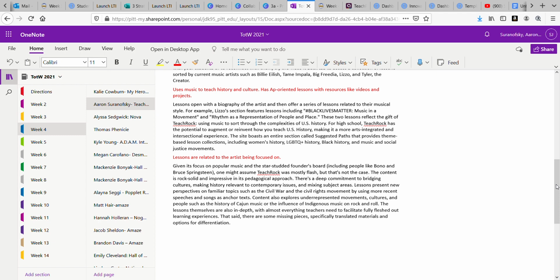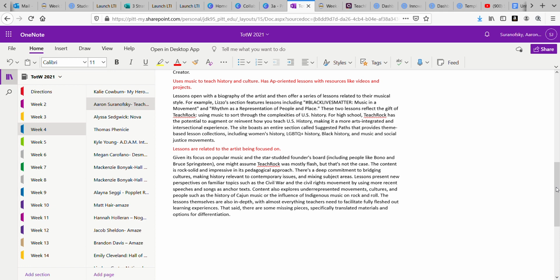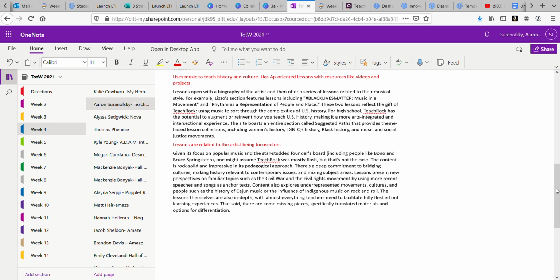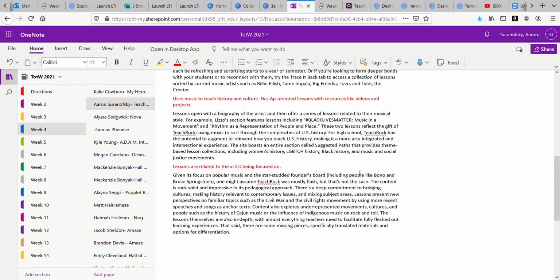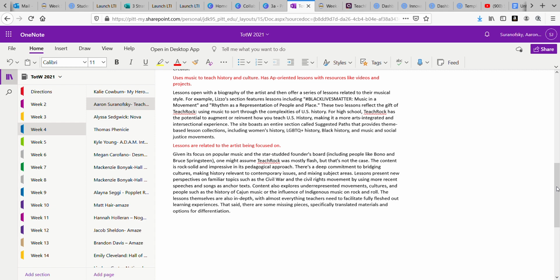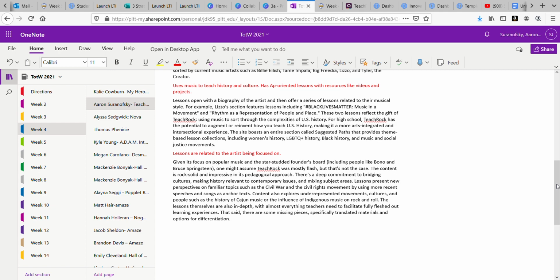And again, the lessons are related to the artist being focused on, which I think is interesting. I think it definitely allows you to connect different subjects, like different content areas together, where you're always kind of talking about history, you're always kind of talking about social studies, because musicians always have some type of social aspect too, because it talks about like, you know, Black Lives Matter and LGBTQ, and how those can be incorporated into many of the different lessons, which I think is very interesting and could be very useful as well.